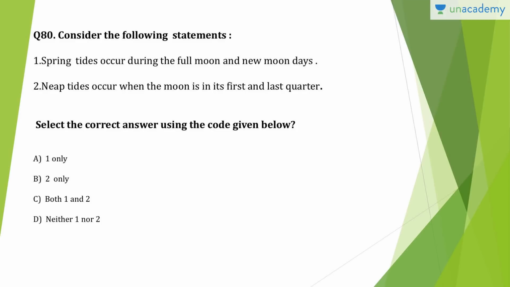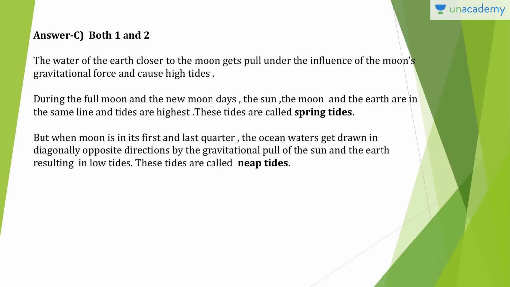Question number 80. Consider the following statements. Spring tides occur during the full moon and new moon days. So that is correct. Neap tides occur when the moon is in the first and the last quarter. That is also correct. So the answer is C, both 1 and 2.